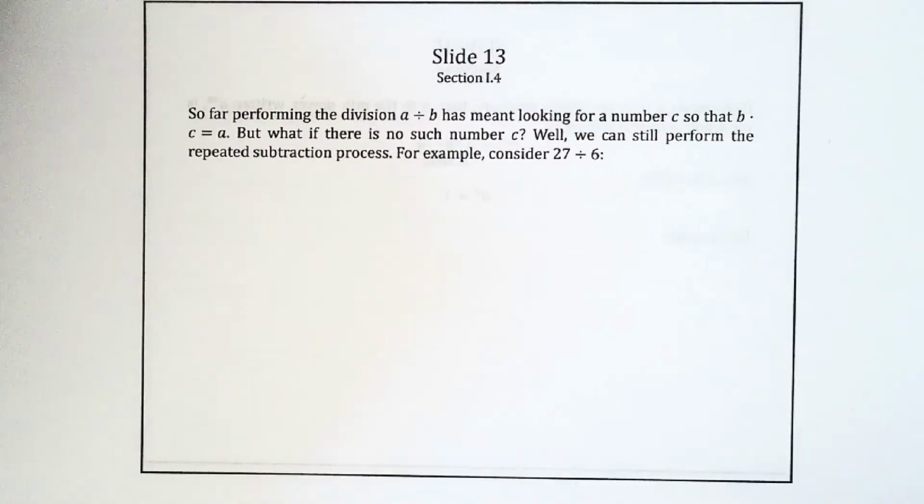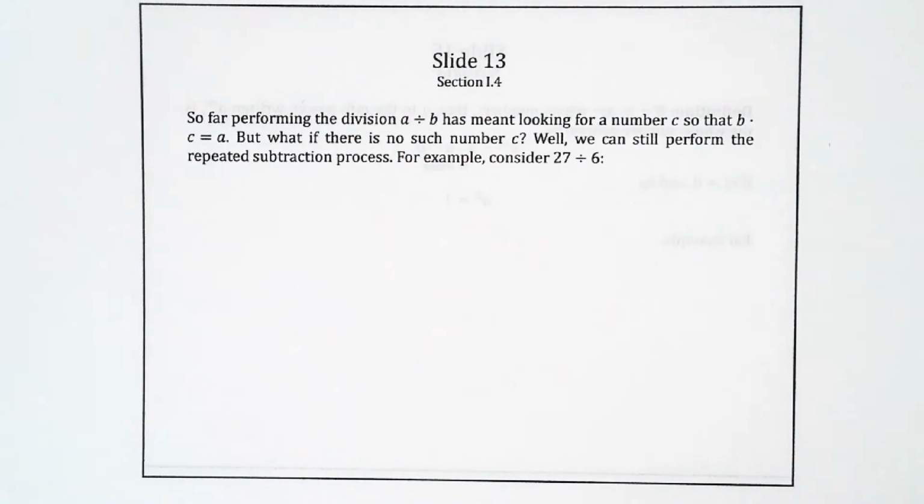So far in performing this division, A divided by B, we have been looking for a number C so that B times C is equal to A. What if there is no such number C? Well, we can still perform the repeated subtraction process. For example, let's consider 27 divided by 6.